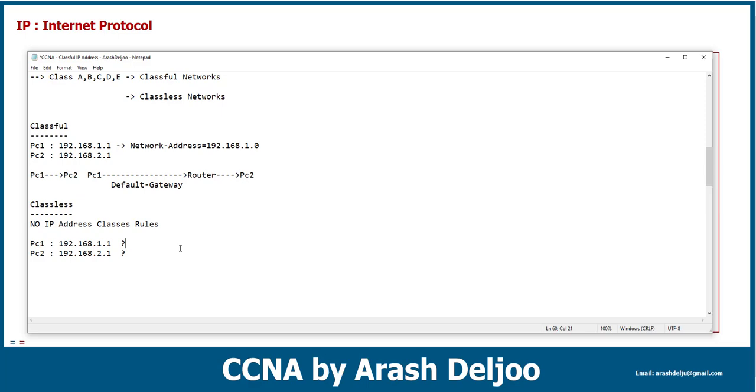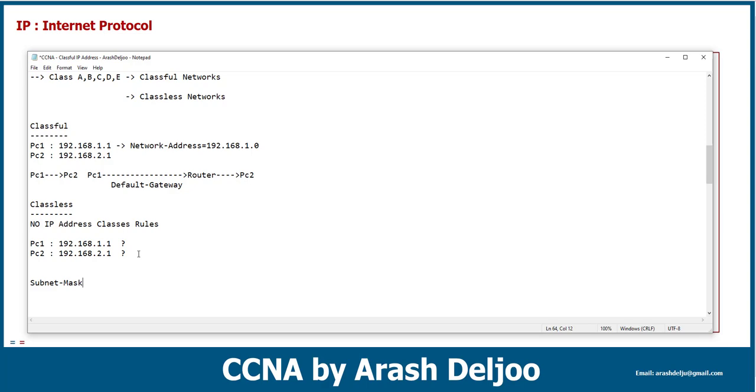Here we have the problem again because we don't have the IP address classes rules. We are using a new feature in classless networks. We call it the subnet mask. I'm sure you heard about the subnet mask, but in this part of the course, I'm going to talk in detail about it. What is the subnet mask? What is the usage of the subnet mask?